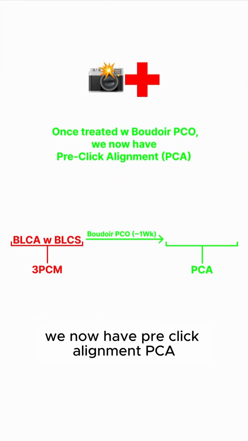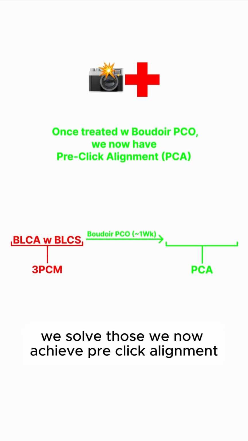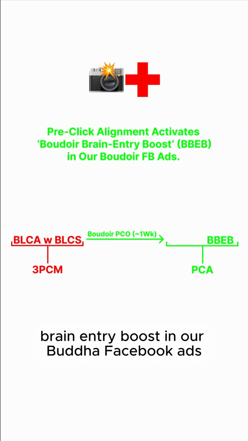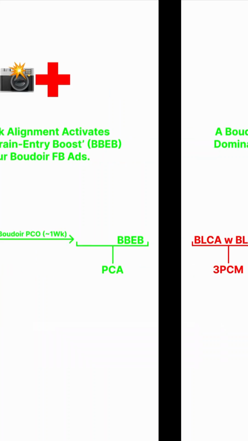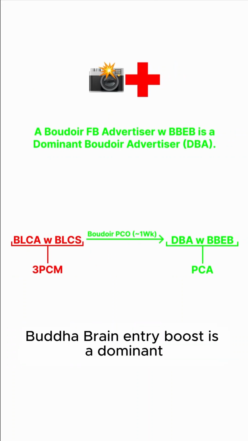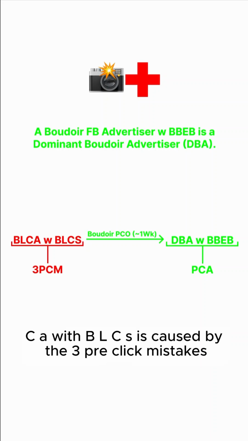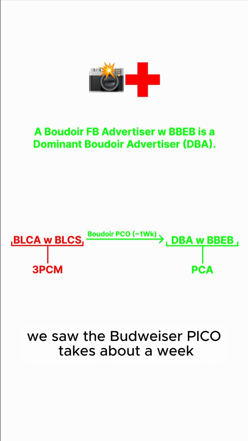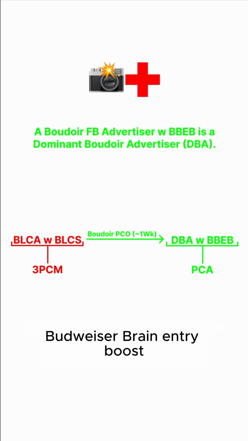Now, once treated with Boudoir Pico, we have pre-click alignment, PCA. So we go from the 3 pre-click mistakes, we solve those, and we achieve pre-click alignment. And pre-click alignment activates boudoir brain entry boost in our boudoir Facebook ads. Basically, we finally get our unique CTR above 6%. And a boudoir Facebook advertiser with boudoir brain entry boost is a dominant boudoir advertiser, a DBA. So this is our full universe here. A BLCA with BLCS is caused by the 3 pre-click mistakes. No problem though, we saw the Boudoir Pico, it takes about a week. We achieve pre-click alignment and we become dominant boudoir advertisers with boudoir brain entry boost.